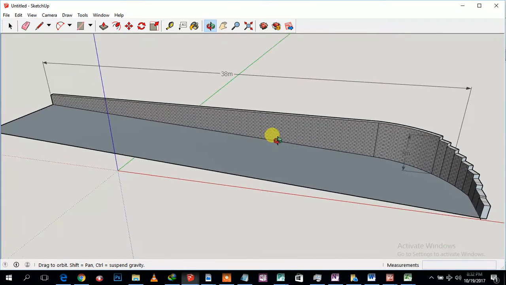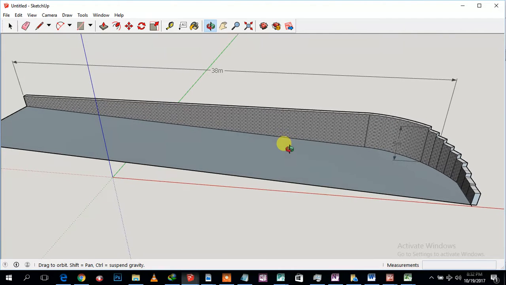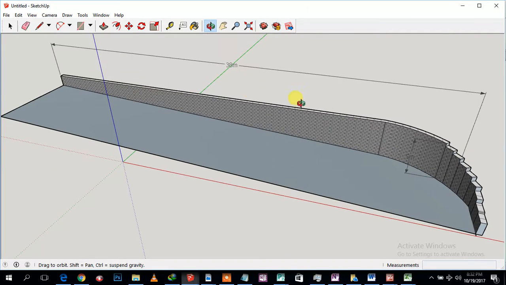What I've just drawn now is the completed wall. So this is the shape, with its curve, just to retain the bank. It's going to look like this, sort of an L shape or curved.